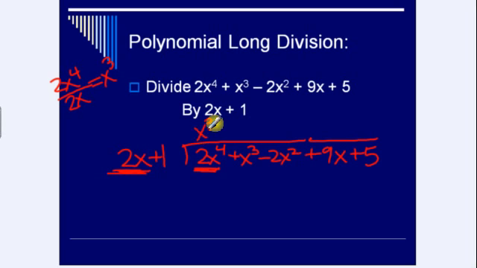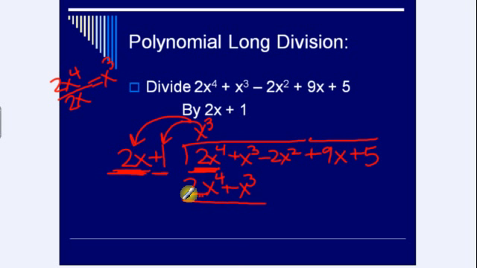Now notice, I didn't yet do anything with the 1. I want to focus on taking this first term into this first term. There's the division part. Now I'm ready to multiply. Now, I need to multiply the x cubed by the 2x and the 1. And their product is going to go down here. So 2x times x cubed is 2x to the 4th power. Then x cubed times 1 is just 1x cubed, so plus x cubed.